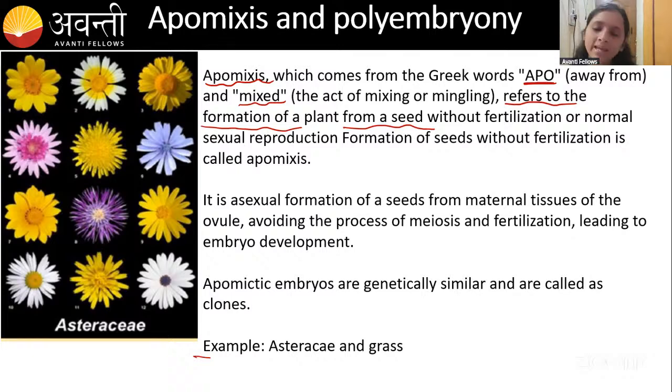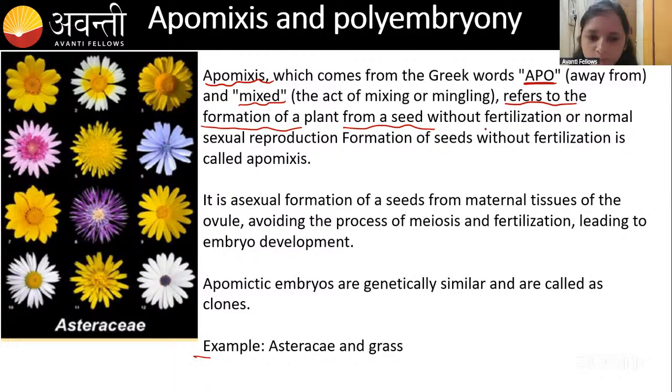But here, what is happening in apomixis is that the seed is developed without fertilization. Then how is that seed formed? We will study that. Just remember it is asexual reproduction, because the pollen grain is not involved, pollination is not involved, right? Here the embryo is developed from the female gametophyte without fertilization. So just remember, apomixis means a seed without fertilization.